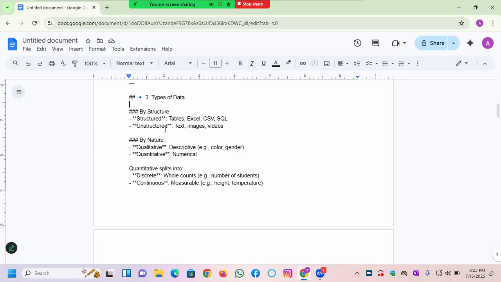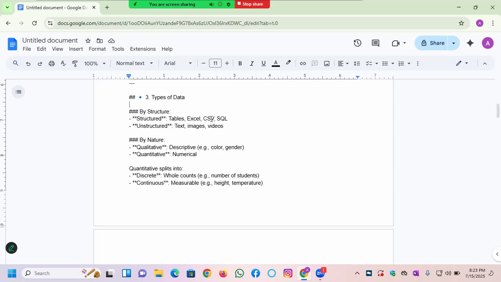Then we have unstructured data. What are examples of unstructured data? Text, images, videos. They are classified as unstructured data. So again, let's go over it. Now, when we look at data by structure, we have two types, structured and unstructured. So under structured, we have tables. You can see that a table is indeed structured data.